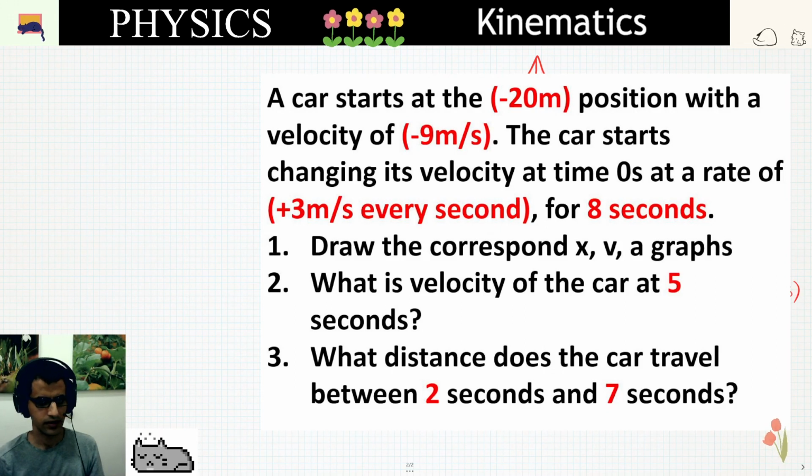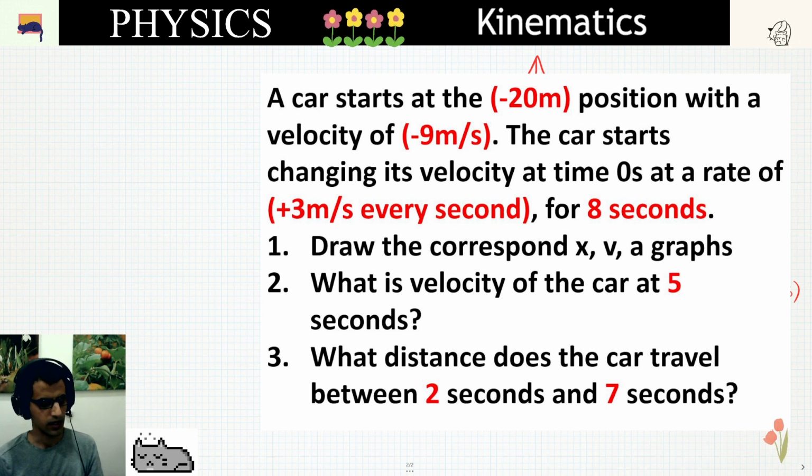Okay, let's solve this graphing question. We have a car that starts at the negative 20 meter position with a velocity of negative 9 meters per second. The car starts changing its velocity at a time t equals 0 seconds at a rate of 3 meters per second every second. So that's our acceleration. This happens for 8 seconds. We have to draw the corresponding position, velocity, and acceleration graphs and answer questions 2 and 3.